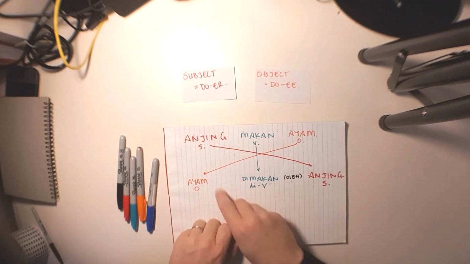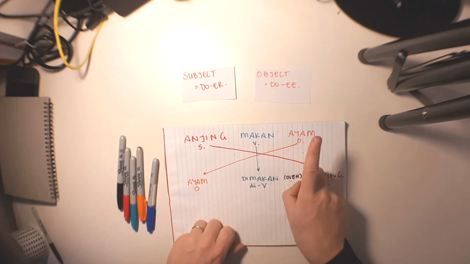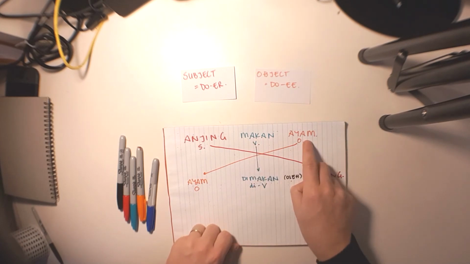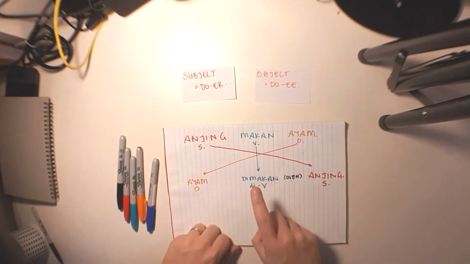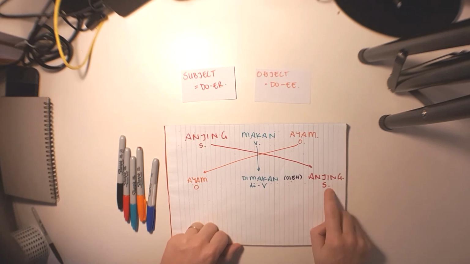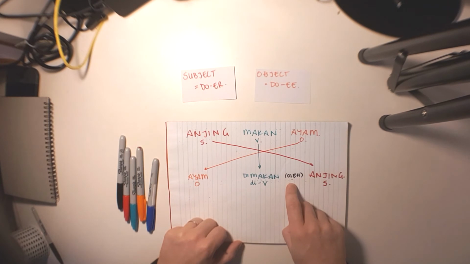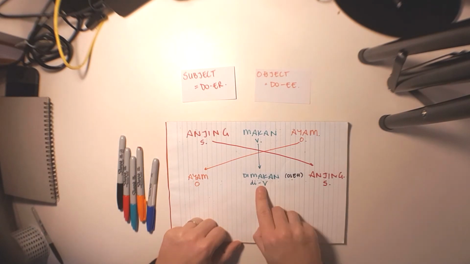In this example, anjing makan ayam, the dog eats the chicken, becomes the chicken was eaten by the dog. Oleh is an optional word. You don't have to include it if you don't want to, but it does sound a bit better if you do use it. Passive verbs in this case have a D before the base verb.